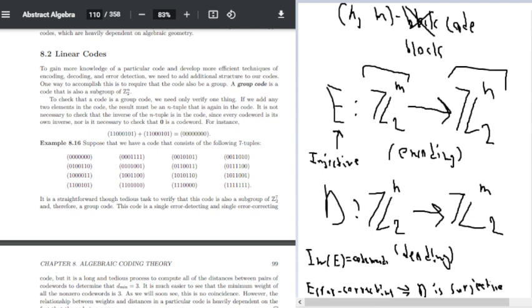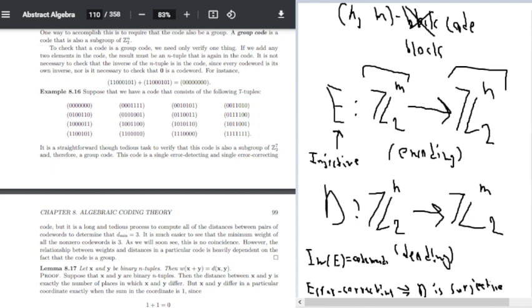Okay, time to get back into it. 8.2 Linear Codes. To gain more knowledge of a particular code and develop more efficient techniques of encoding, decoding, and error correction, we need to add additional structure to our codes. One way to accomplish this is to require that the code also be a group. A group code is a code that is a subgroup of Z_2^n.